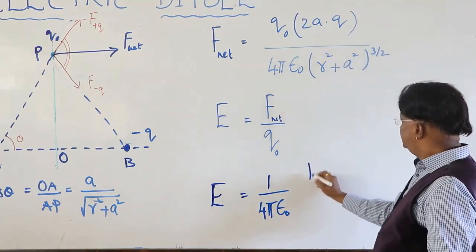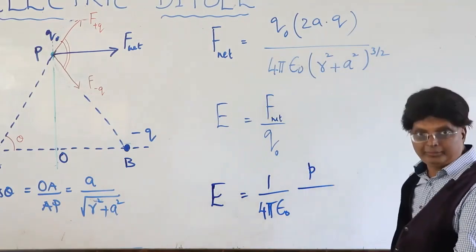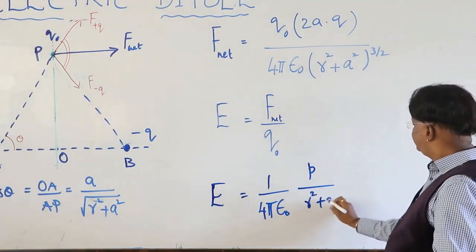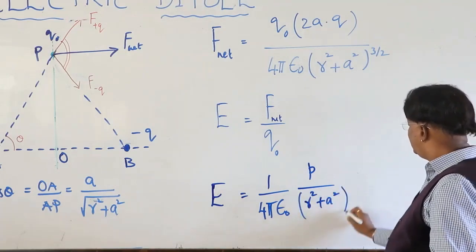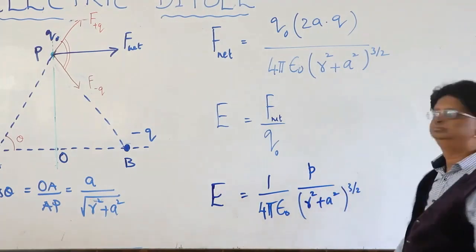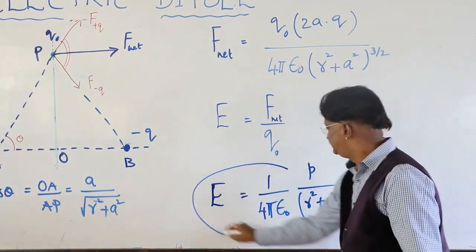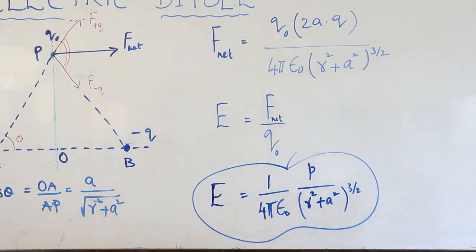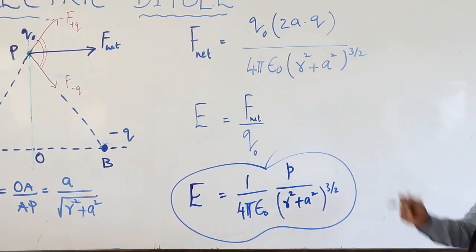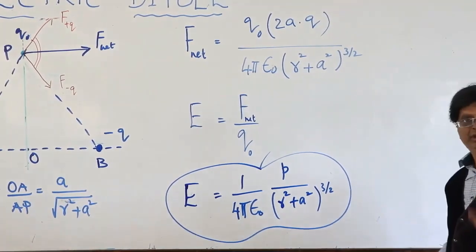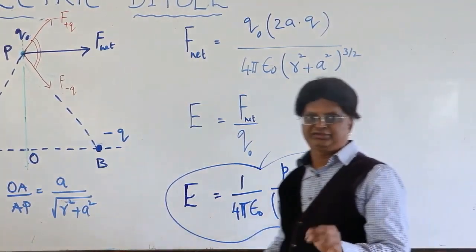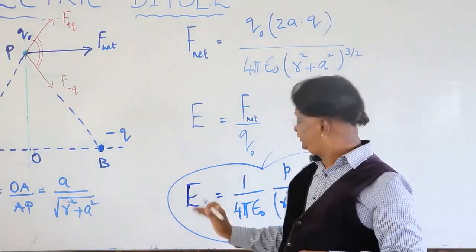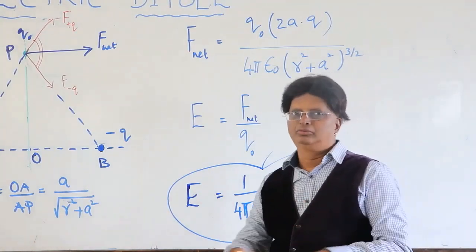This term is small p, dipole moment. And look at this term, this is R square plus A square whole raise 3 by 2. Yes, this is the required expression. Now, look at the direction. You please mention that direction. Without the presence of direction, without this as an imprint, whatever you remember, it will be of no use.